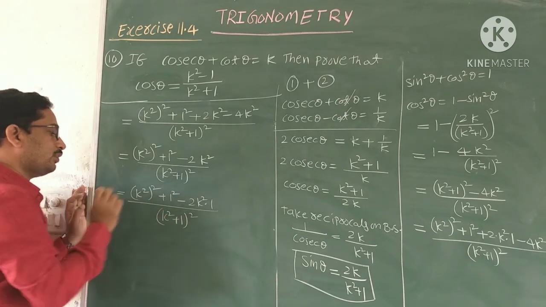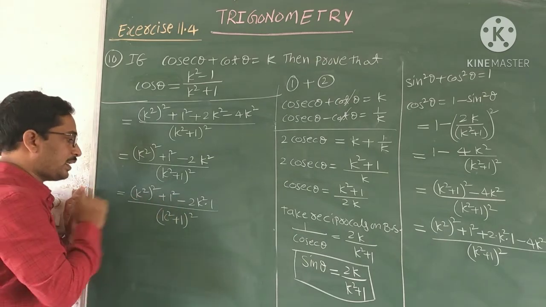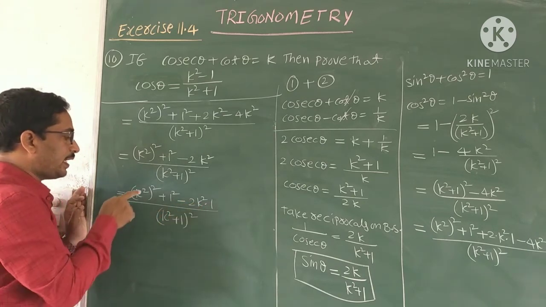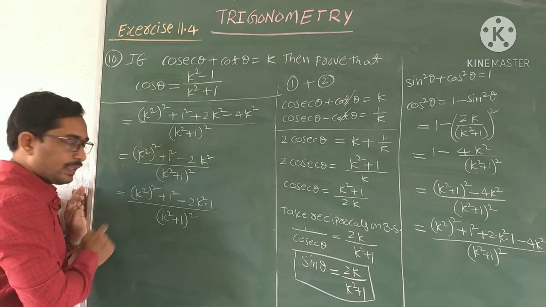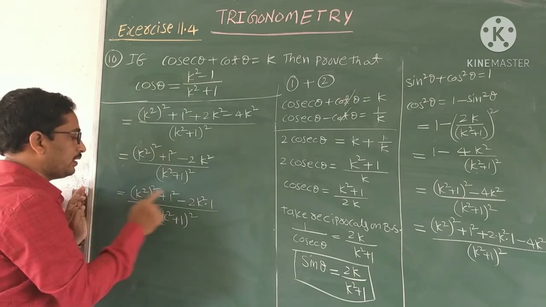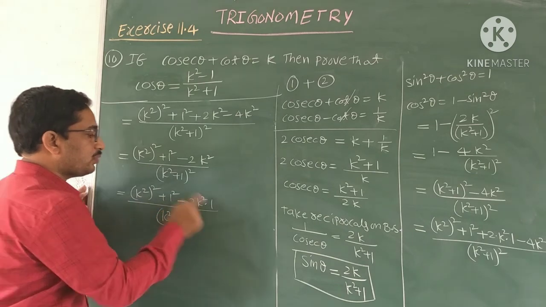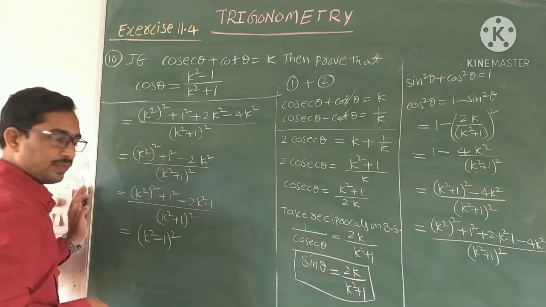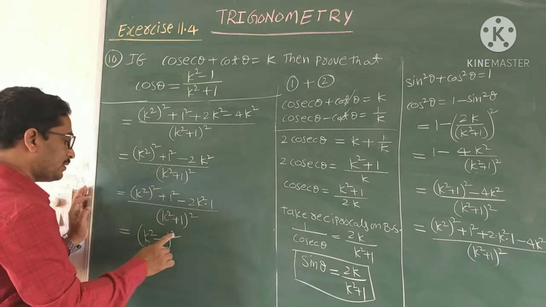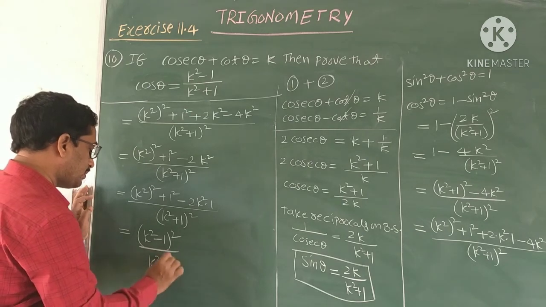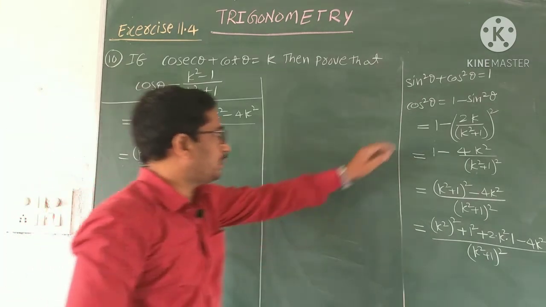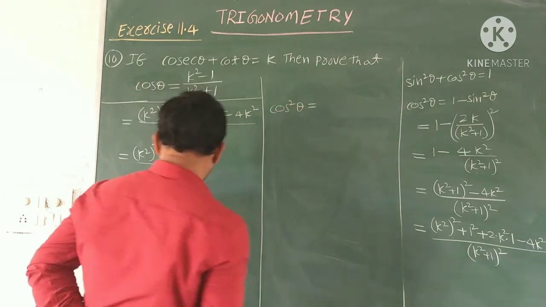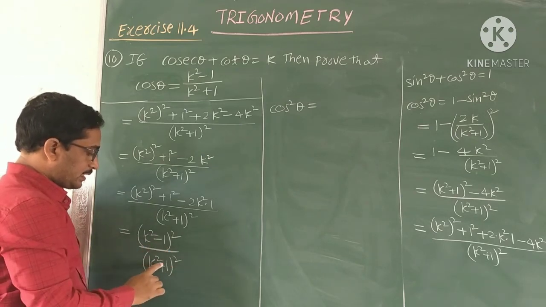But what is this numerator value? See the formula: a square plus b square minus 2ab. A value k square, b value 1. So it is in the form of a minus b whole square, a value k square, b value 1. So a minus b whole square by the same denominator k square plus 1 whole square. See here, cos square theta equal to k square minus 1 whole square by k square plus 1 whole square.